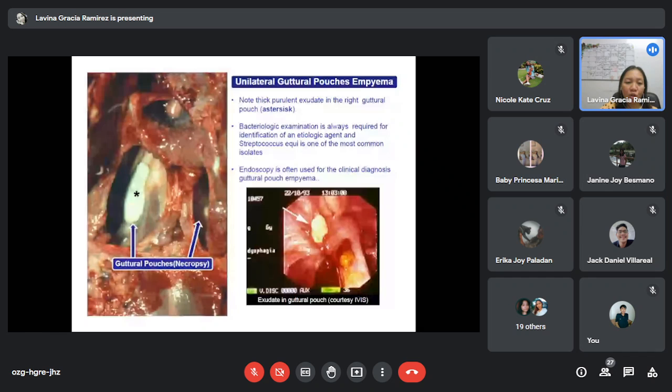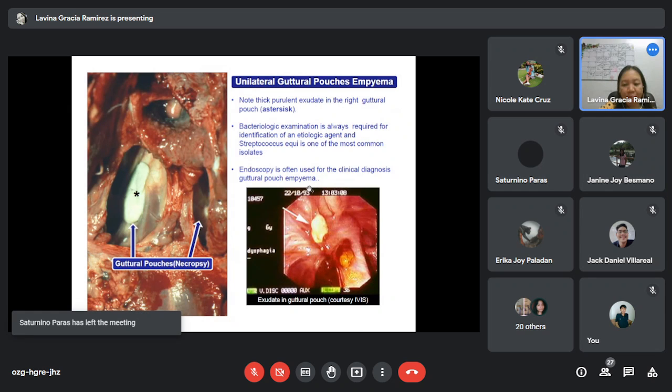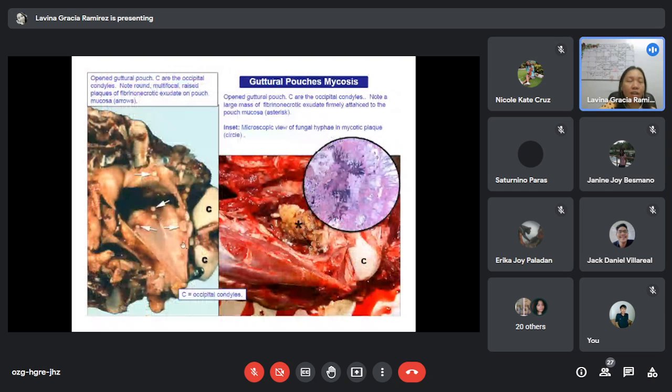This is another picture of the guttural pouch showing you the organized pus, the hardened pus in the guttural pouch. This is the opening of the guttural pouch. There is a purulent exudate in the right guttural pouch. Bacteriologic examination is required to identify the agent, since this is in a horse. The most common agent isolated is Streptococcus equi. Endoscopy is also important to affirm if the animal has guttural pouch empyema.